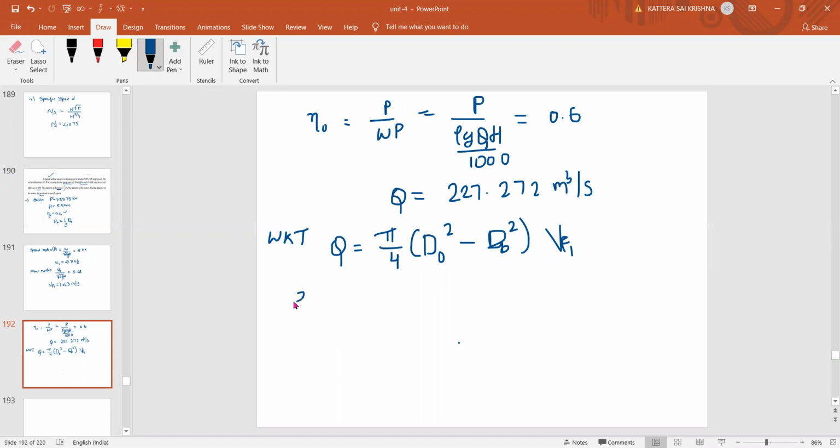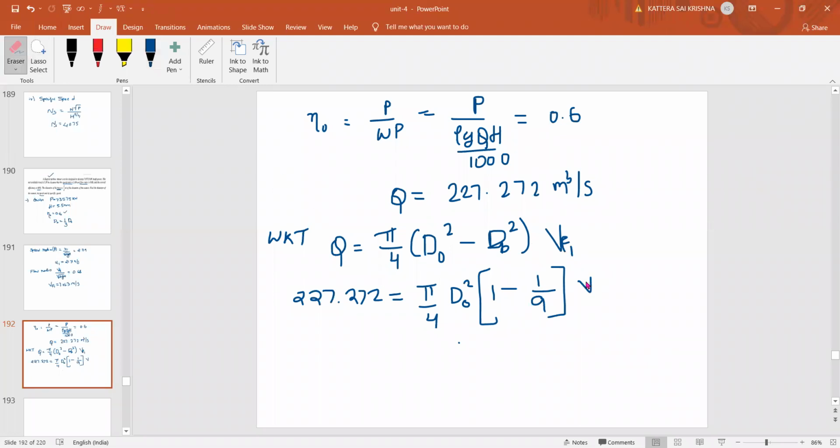So we can write 227.272 equals pi by 4. I'm taking D naught square as common, so inside it will be 1 minus (1 by 3 into D naught) squared, which is 1 minus 1 by 9. I am doing it like this; you can do it any way you find easy to remember. I took D naught square common and substituted dB as 1 by 3 into D naught, so 1 by 9 comes inside and D naught square stays outside.